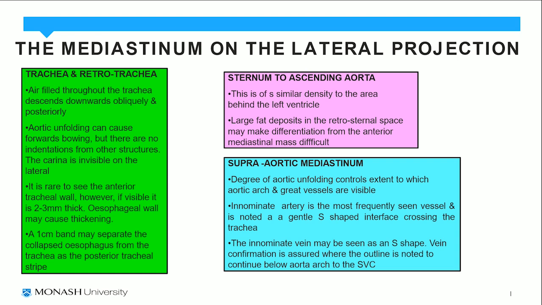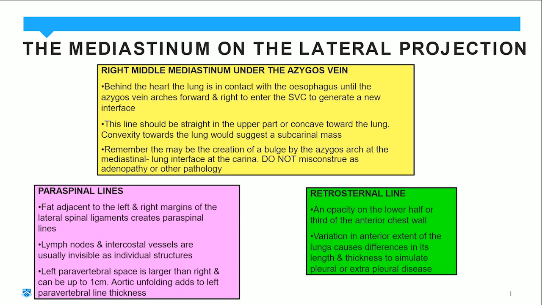The innominate artery is the most frequently seen vessel and is noted as a gentle S-shaped interface crossing the trachea. The innominate vein may be seen as an S shape. The vein conformation is assured where the outline is noted to continue below the aortic arch to the superior vena cava.